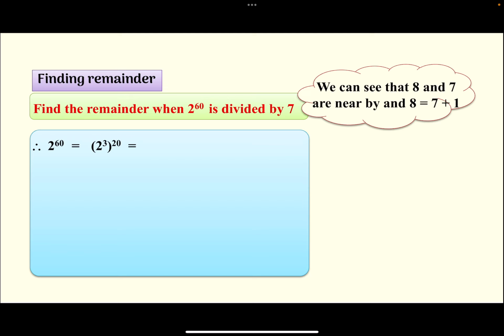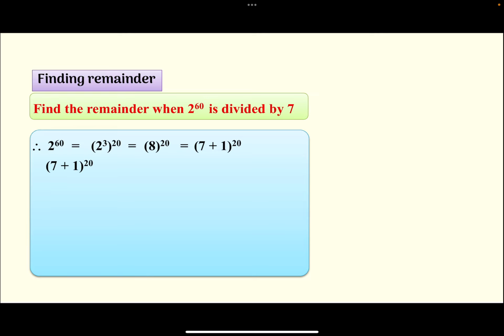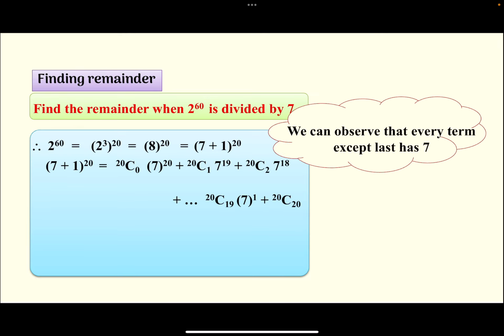Now this 2 cube is 8, raised to 20. Now this 8 is 7 plus 1, raised to 20. Now we expand 7 plus 1 raised to 20 using the binomial theorem. So the answer will be 20C0, 7 raised to 20, 20C1, 7 raised to 19, up to 20C19, 7 raised to 1, plus 20C20. Now we can observe that every term except the last has 7 in it.